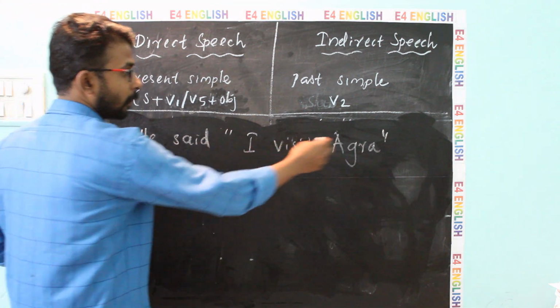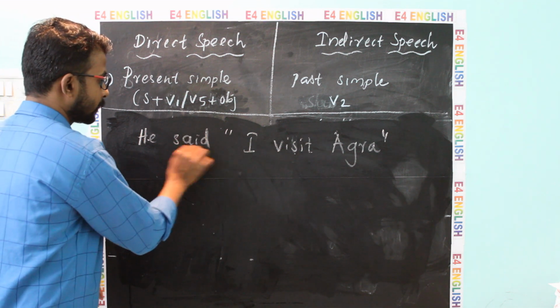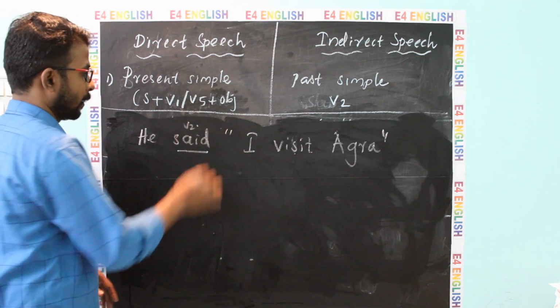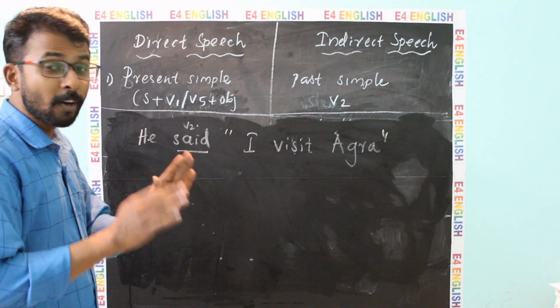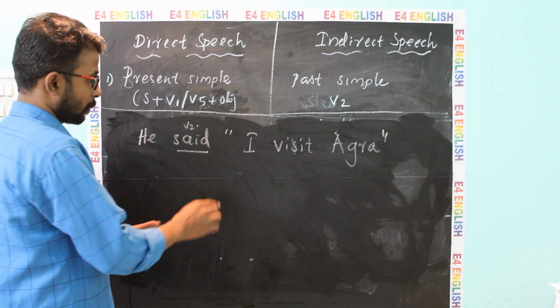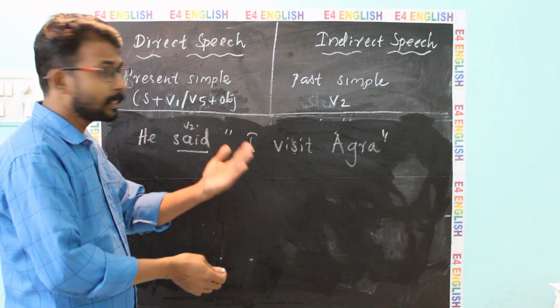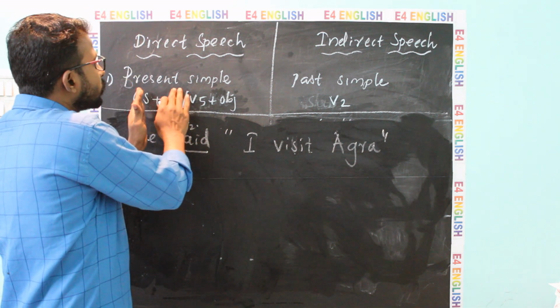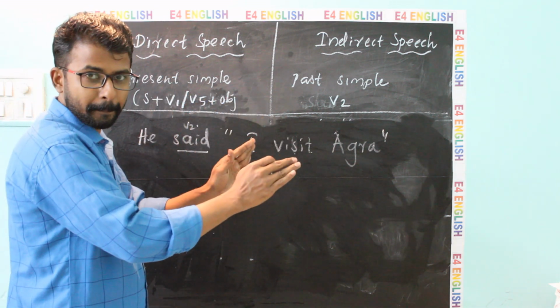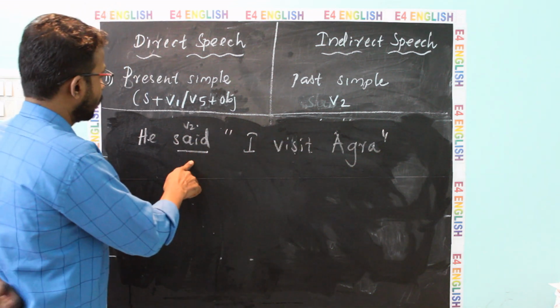We will put it in inverted commas, right? You see here, this said is V2. This is known as the reporting verb. So if the reporting verb is in past tense, then only this table is applicable. Otherwise, there is no change in the tense of this area. Okay, let me explain. So here it is said.